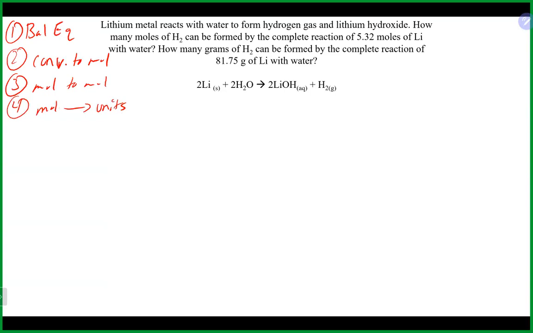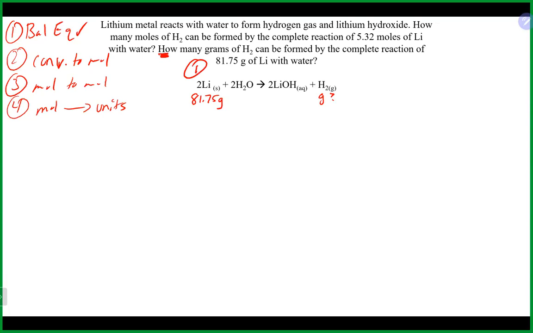Okay, let's take a look, see how you're doing. So once again, we're looking at the second half here of this question, which starts about there. And in this case, we're given 81.75 grams of lithium. And we are looking for how many grams of our H2 in this case. So once again, we want to follow the same 4 steps. We want the balanced equation, which obviously we did previously, so that's good to go.